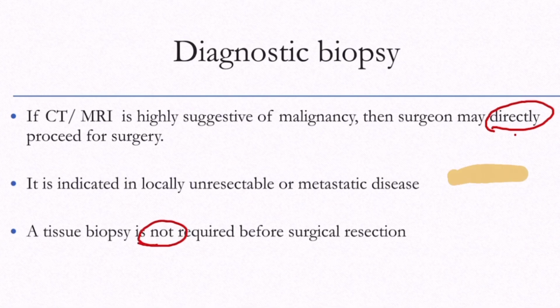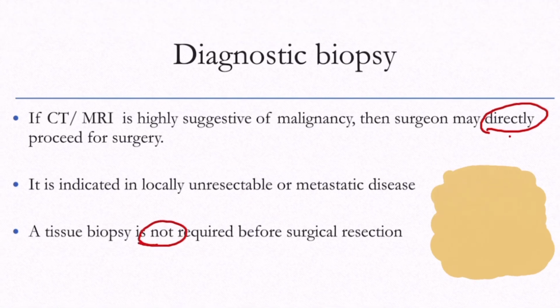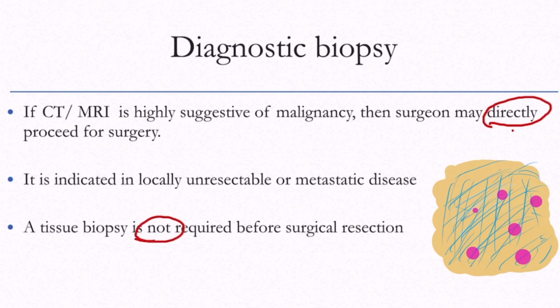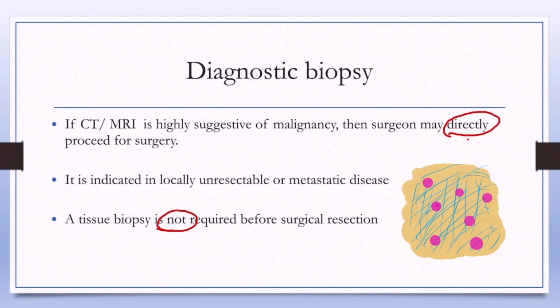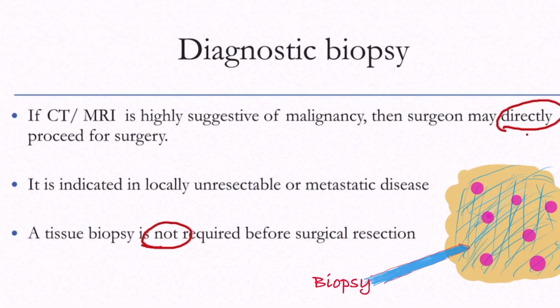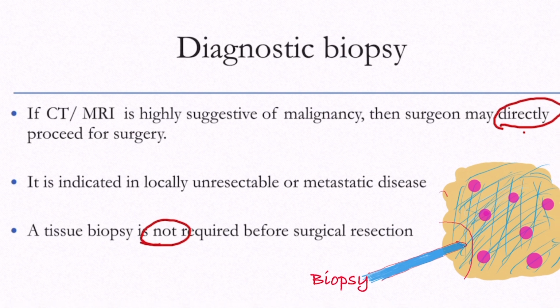If CT or MRI is highly suggestive of malignancy, then the surgeon may directly proceed for surgery. Biopsy is not indicated in such a setting as a negative biopsy cannot rule out cancer. Reason is that pancreas cancer has desmoplastic stroma, that is, intense fibrosis with sparse tumor islands. Hence biopsy or FNAC may be negative.